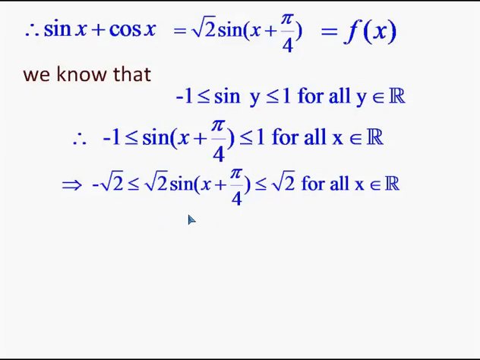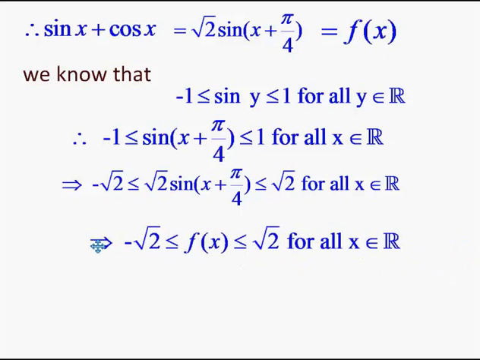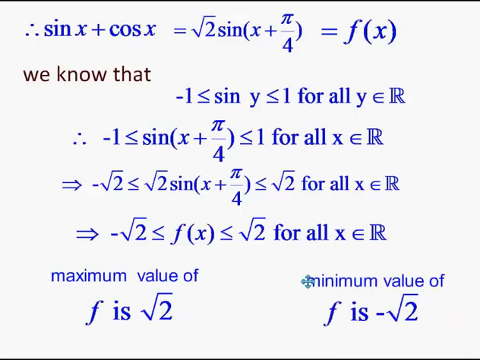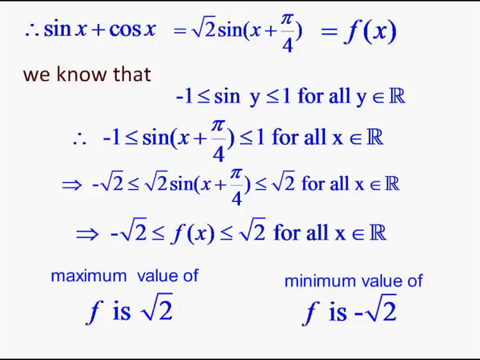But this root 2 times sin of x plus pi by 4 is nothing but f of x. So replacing this expression by f of x, we will have negative root 2 less than or equal to f of x less than or equal to root 2 for all x belonging to R. So clearly f of x lies between negative root 2 and positive root 2. What does this indicate? This shows that f of x has a maximum value of root 2 and it has a minimum value of negative root 2. The same thing we will understand by means of a graph as well.